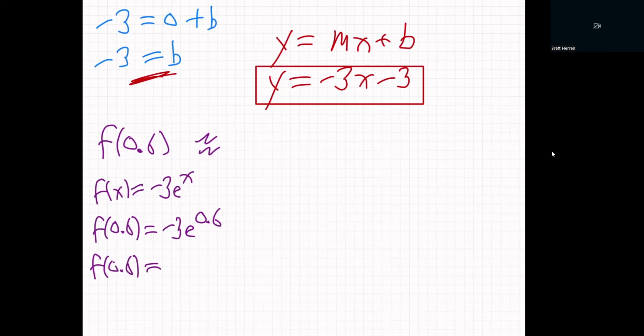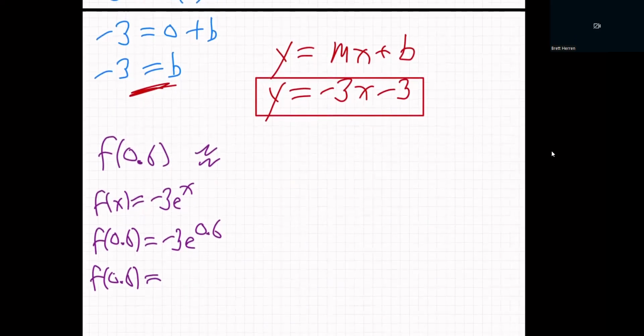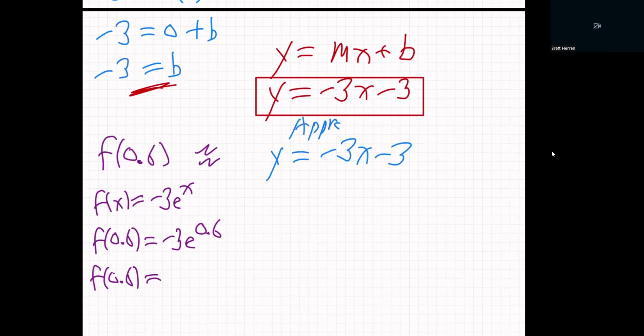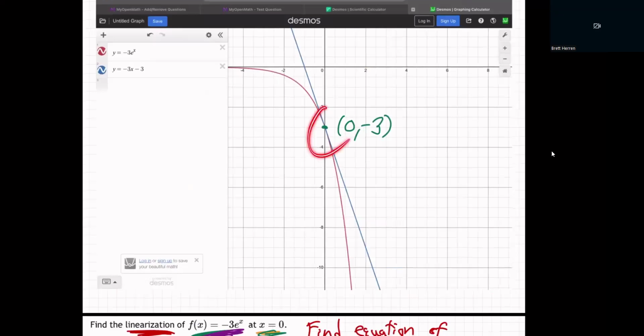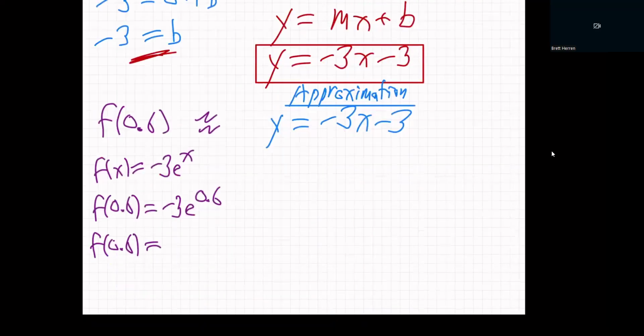But that's not really what we want. Over here, we want to use the equation y equals minus 3x minus 3. Why? Because this is the approximation. It's almost the same. Because this linear equation is almost the same as this function, right? That's the whole point. Right around where they intersect, if you're close around there, the blue line and the red curve are almost the same thing.